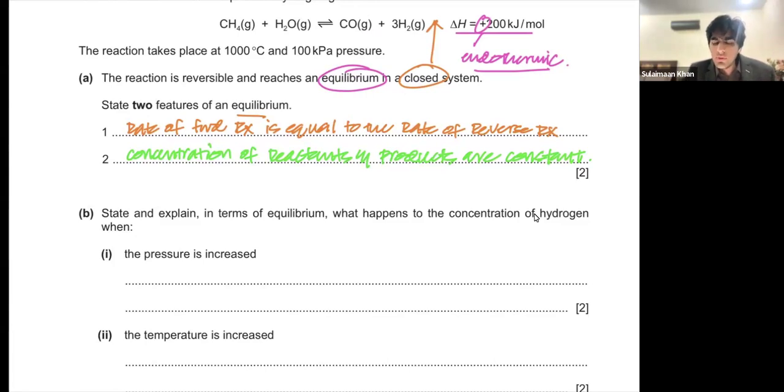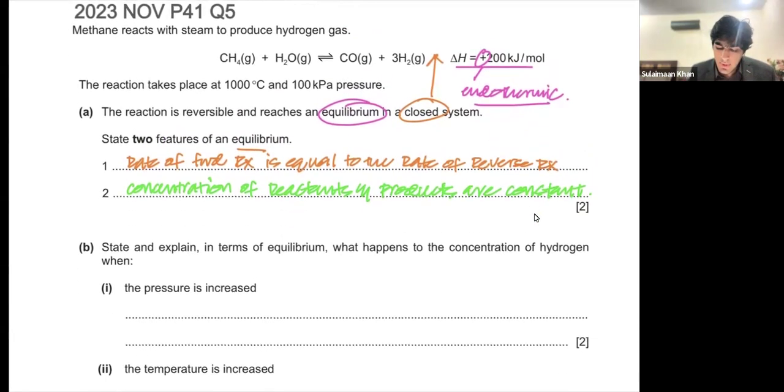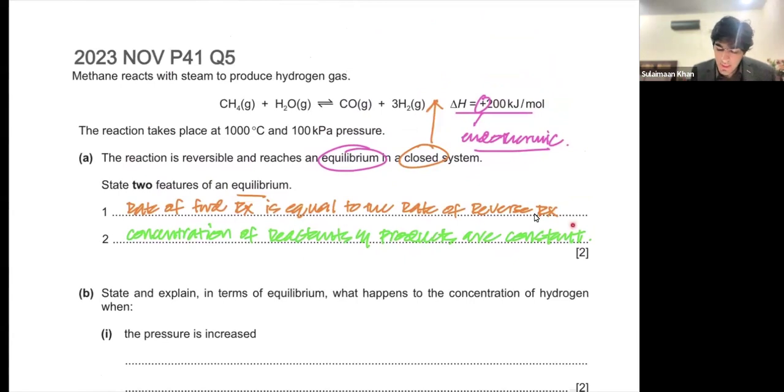Sir, are these the only two points about equilibrium? That is literally what equilibrium is, right? Equilibrium actually has three points to it. Rate of forward reaction equals rate of reverse reaction. The concentration of reactants and products are constant, and it must be a closed system. But since he's already mentioned the term closed system here, we are only left with two more points to play around with. And that's what he's asked.